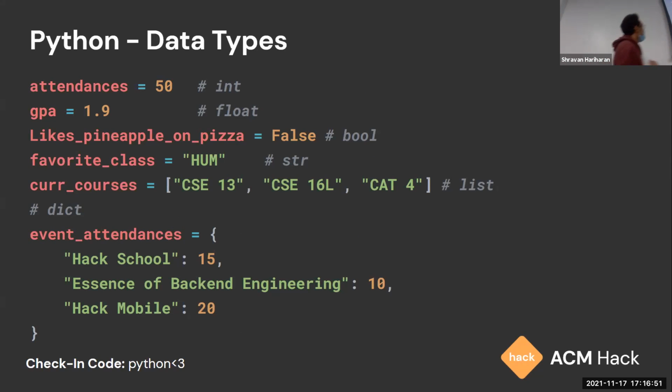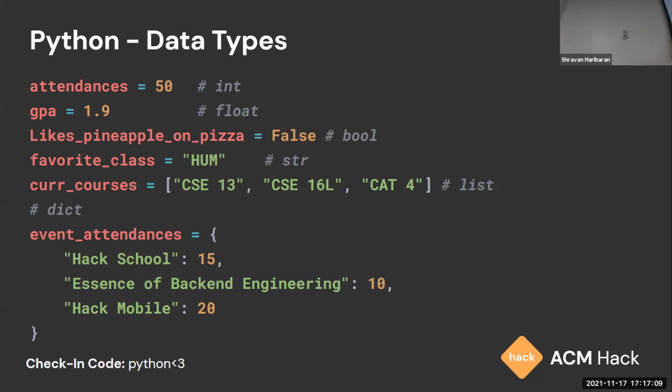All right, let's talk about data types. At the top, we have a lot of very basic data types that Python has. Firstly would be an int. Like attendance equals 50, that would be an int. We can also have floats, which are just decimal numbers, like GPA equals 1.9. I'm sorry to anyone who has that.